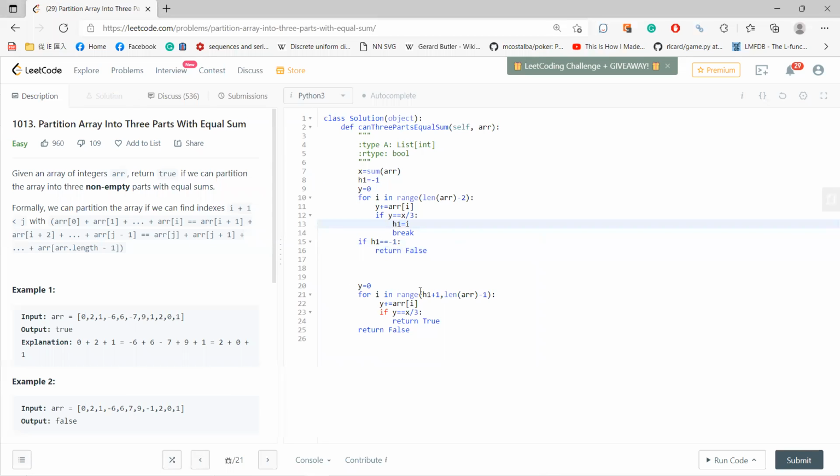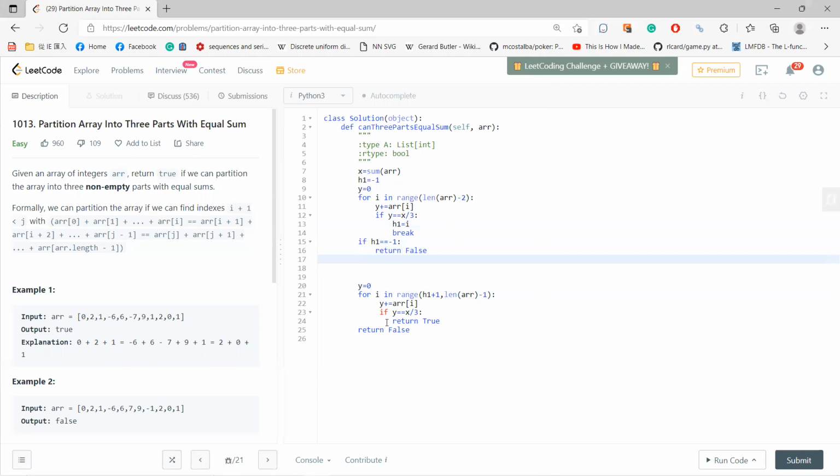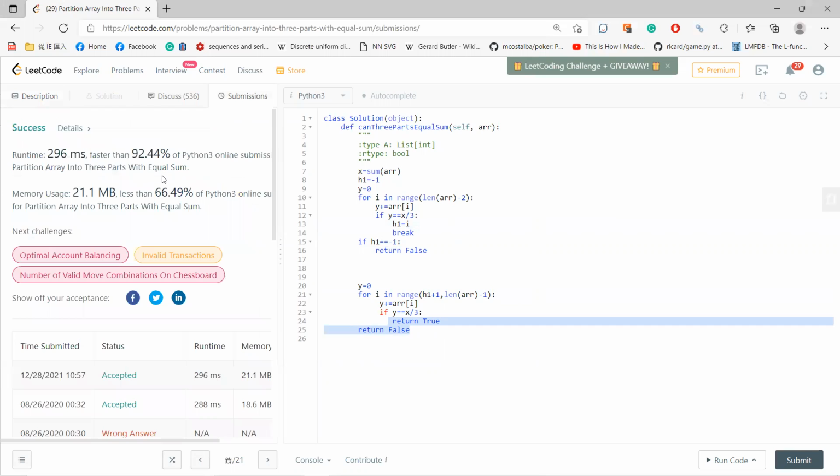Okay, so now you have already found the first part, right? Then you just start from this index and find the second part. So you find the first part, then you find the second part. And that's it. So you can see that, okay, see you guys in the next video.